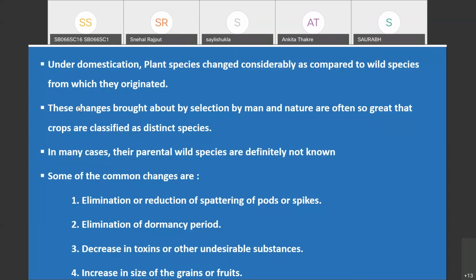Okay, then the next one, the decrease in toxins or the other undesirable substances. Okay, decrease in toxin due to the domestication, that is the toxic substances or the undesirable substances get eliminated or they get reduced. Okay, for example we can see the bitter principle in the Cucurbitaceae family. That is the example of domestic changes which occurred due to the domestication, decrease in toxins or the other undesirable substances. बिटर प्रिन्सिपल इन द कुकुर्बिटेसी.